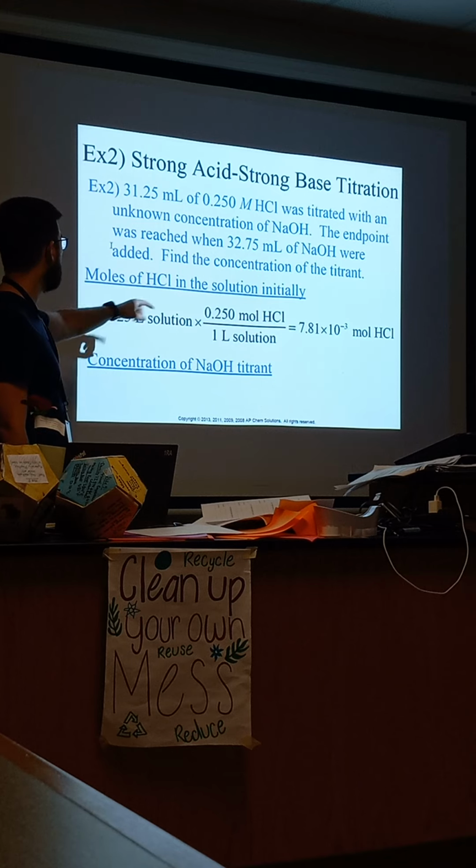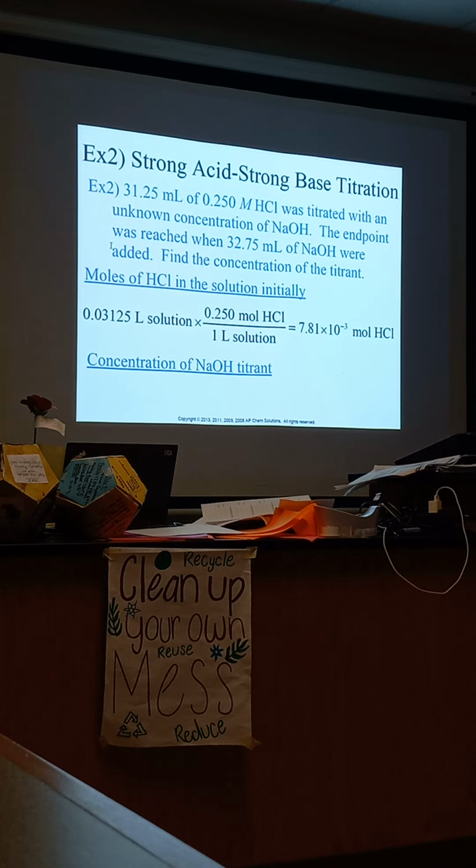So we have to figure out what the moles of the HCl in the solution initially were. We'll take this 31.25 milliliters, and what are we turning it into first before we do anything else? Liters. And then we take this molarity of HCl and break it up into moles and liters by putting the number of moles over 1 liter. That'll give us the moles of HCl.